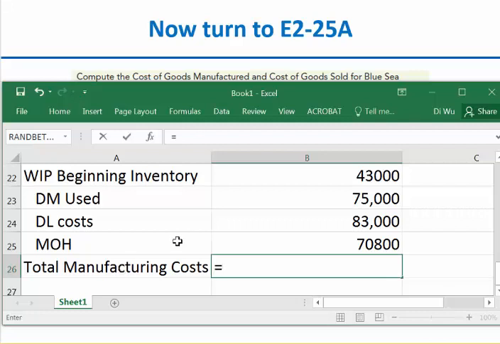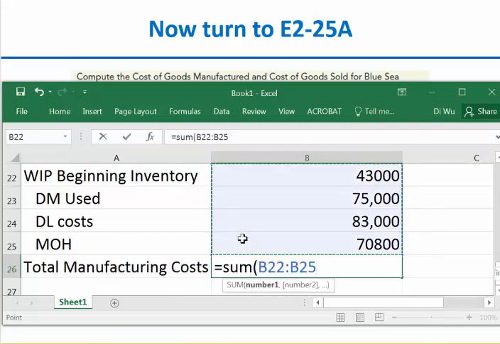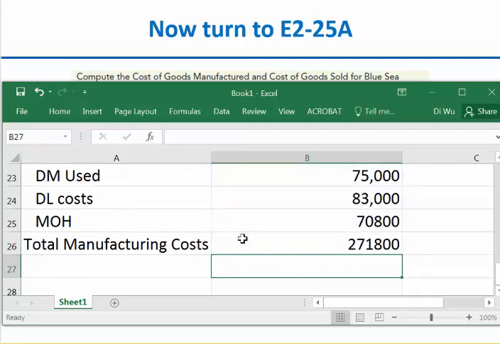So now I'm going to look at what the total manufacturing cost accounts for. I'm going to add all these numbers, from beginning inventory to DM used, DL costs, and also manufacturing overhead. Together I have 271,800 total manufacturing costs to account for.